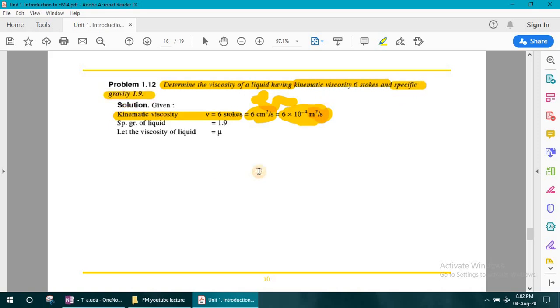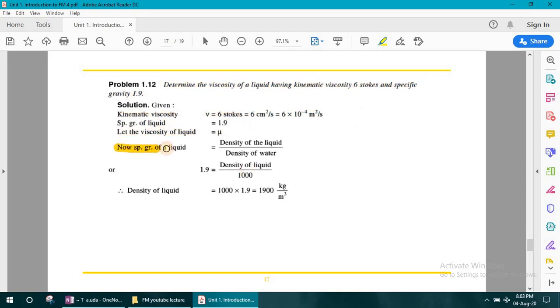Specific gravity is 1.9. Specific gravity is represented by S. So we have to calculate the answer, viscosity. Then let's solve the problem. We know that specific gravity of a liquid is the density of a liquid upon density of water. Again I repeat, this formula I have given in the theory part. Please refer to my theory part first to understand this problem.